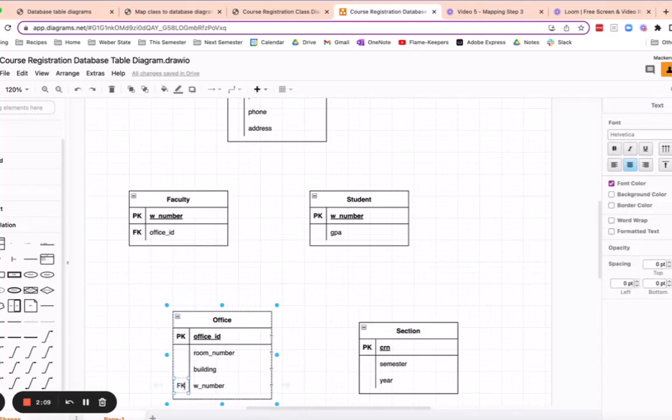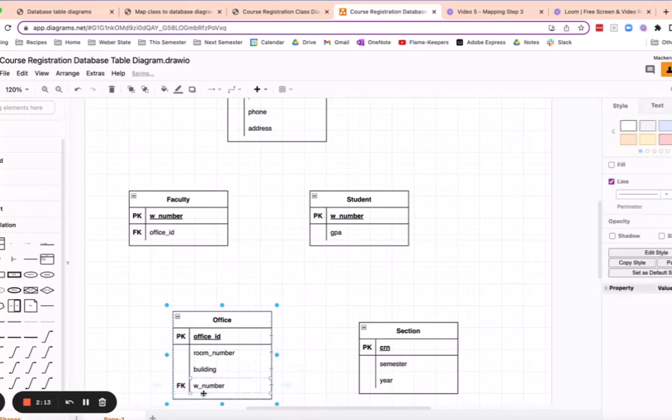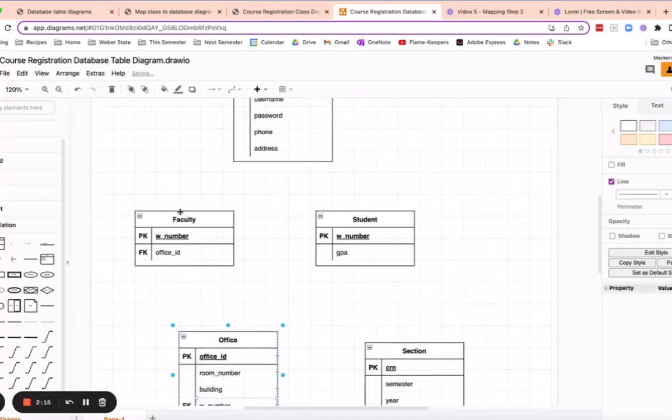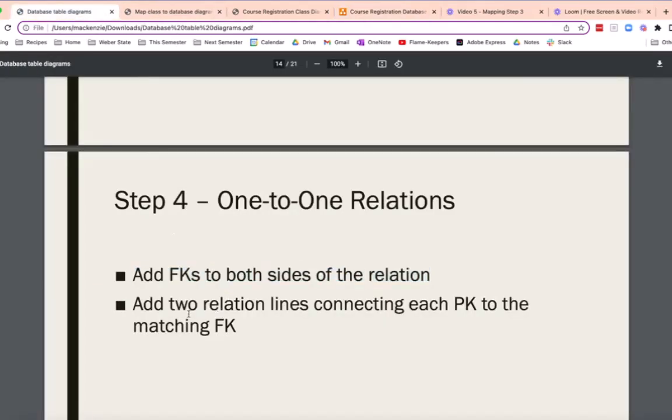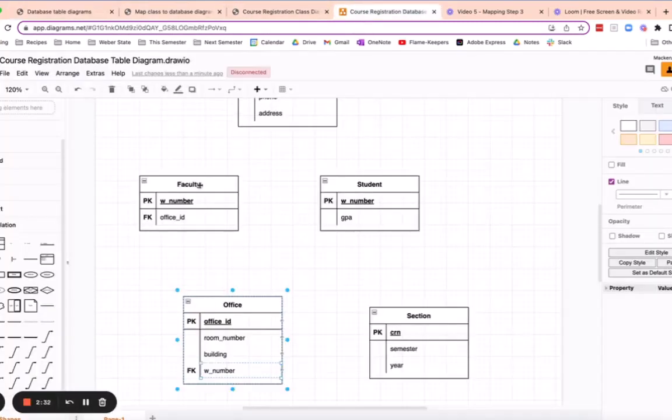So we'll say FK. So these are foreign keys, right? So they take us back. This W number takes me back to this faculty. So I can reference whatever faculty my office belongs to, and my faculty can reference whatever office they have within their record. And now the next step is, we're going to add 2 relation lines connecting each primary key to the matching key. So we need 2 lines.